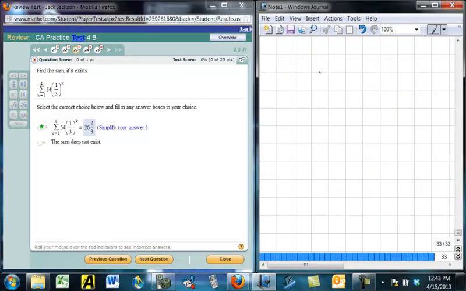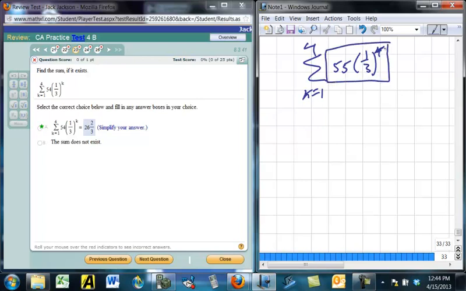Alright, the next one we're adding up, k equals 1 to 4, 54 times 1/3 to the k. Now there's only 4 terms here. We could actually just figure out all 4 terms and add them up. But notice that this is the form of an exponential function. So the sum is a1, 1 minus b to the n over 1 minus b.